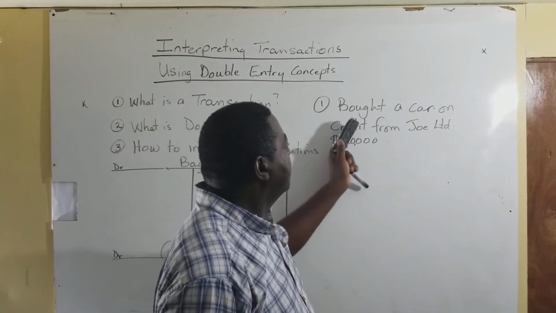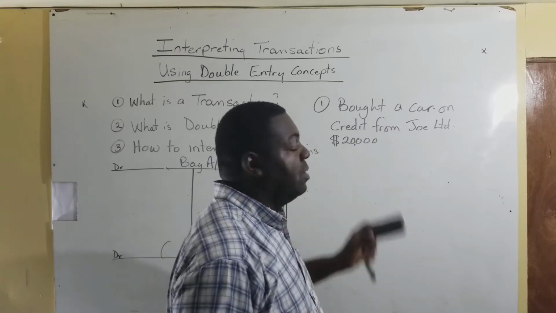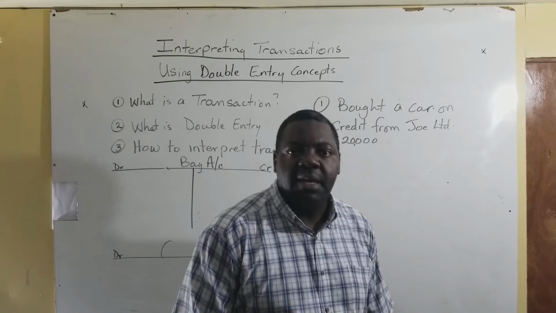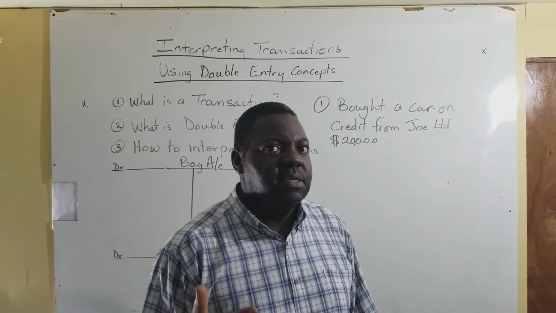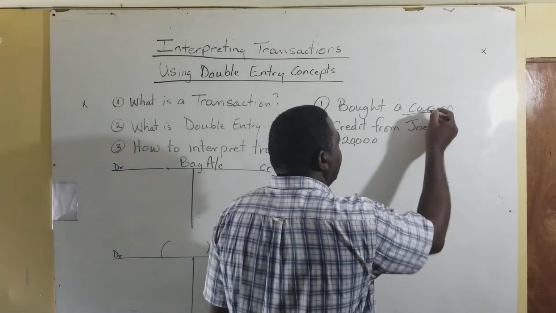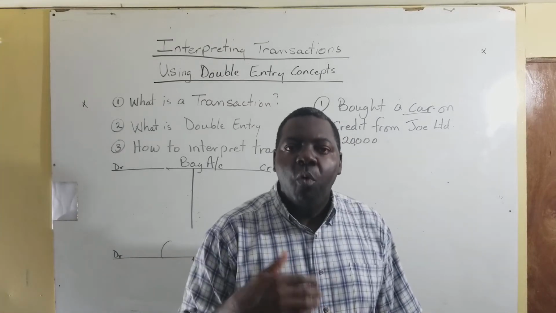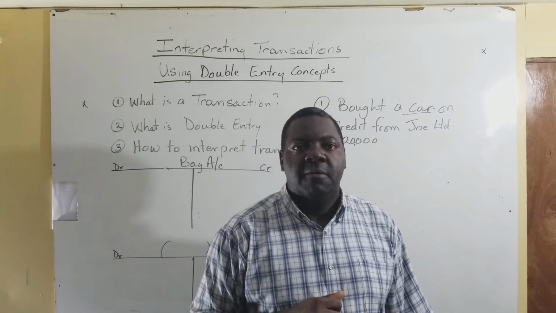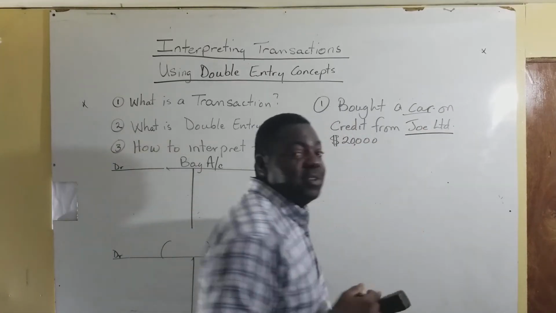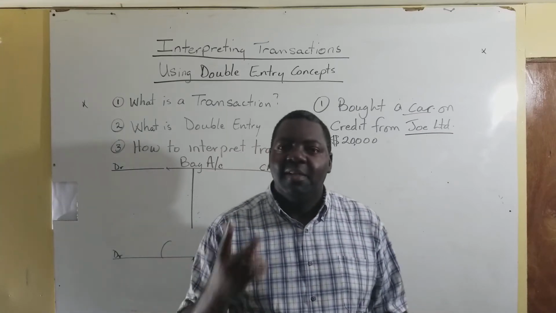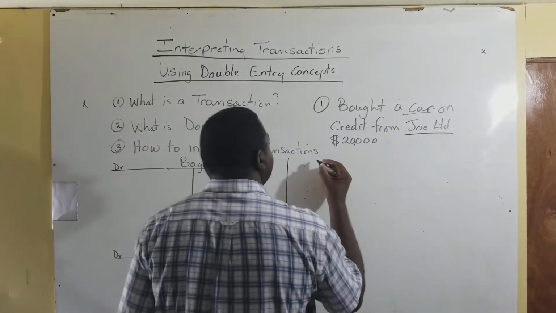So the transaction says bought a motor car on credit from Joe Limited, $20,000. Question is, what are we buying? The answer is a car. So we know that is an account. The next question that you would ask is, from whom are we buying the car? And the answer is Joe Limited. So right away, we have identified the two accounts affected in the transaction. Let's go to another one.